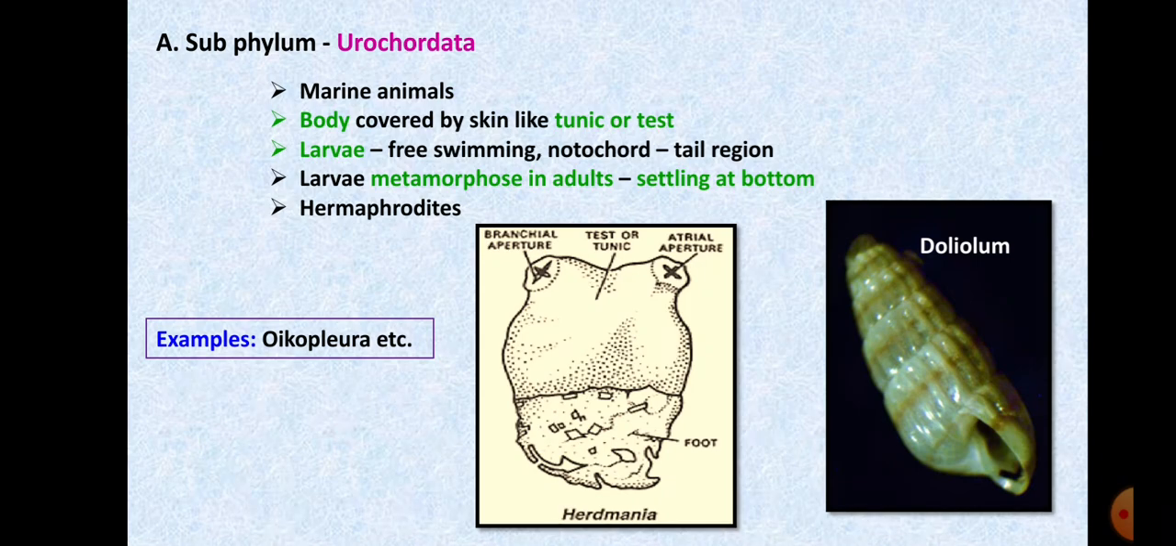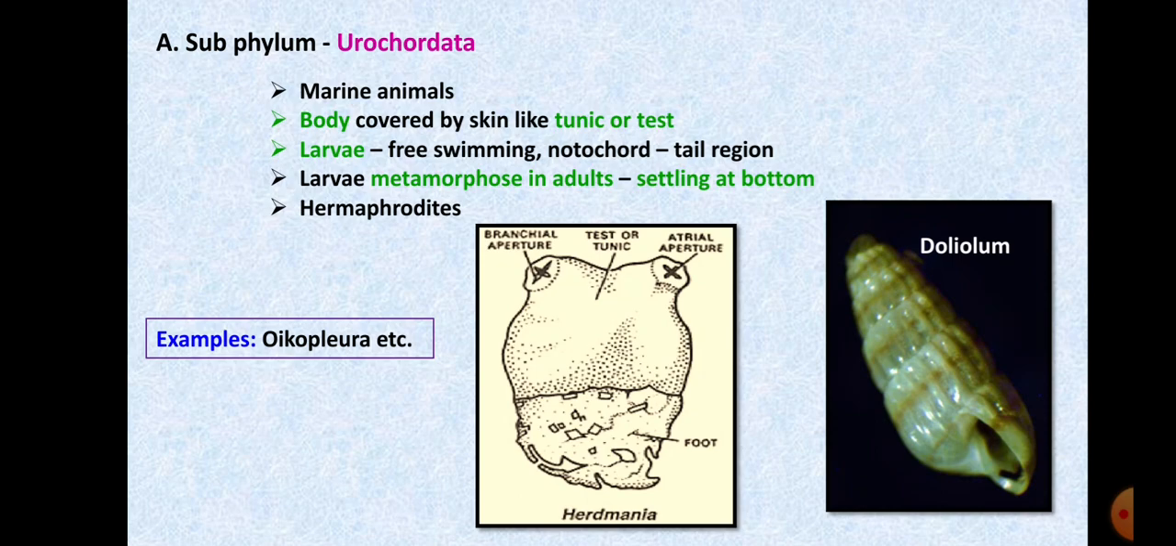In the larval stage, these animals are free swimming. Okay, the larvae of these animals would be free swimming, and the notochord in this Urochordata is present only in the tail region of larvae, and hence they are called Urochordata. I hope now you are clear why they are being named such, because the notochord is present only in the tail region and Uro means the tail portion. Hence they are being termed as Urochordata, right?